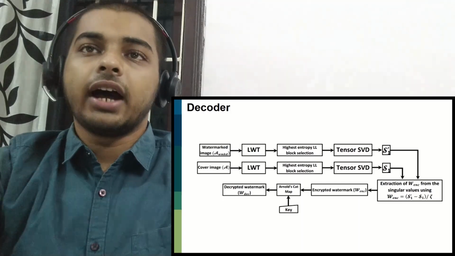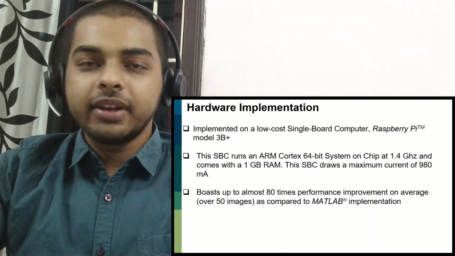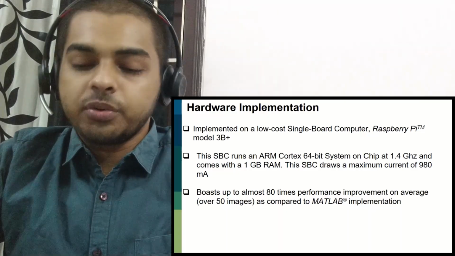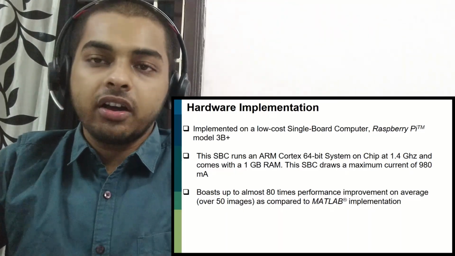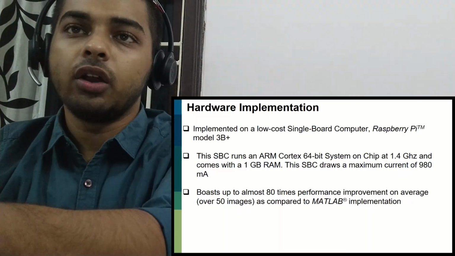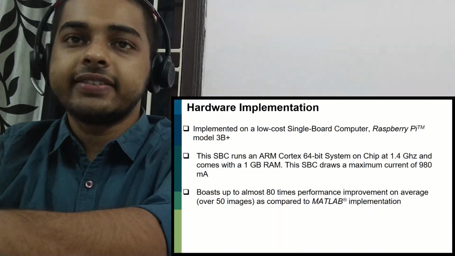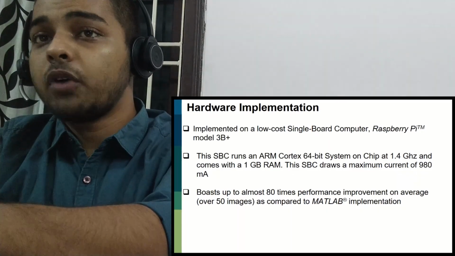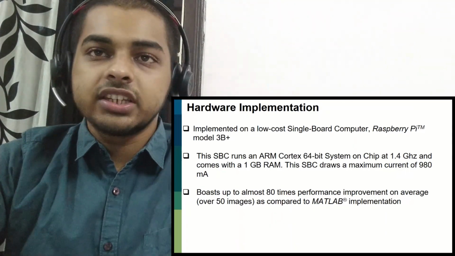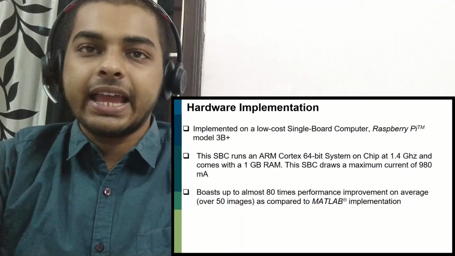So this is the crucial part, the hardware implementation. Software-based implementations have many advantages like flexibility, ease of use, and ease of implementation, whereas hardware implementations have an edge in speed, less overall area, power consumption, memory consumption, etc. Keeping those points in mind, we have implemented on a low-cost single-board computer, the Raspberry Pi model 3B Plus. This SBC runs an ARM Cortex 64-bit system on chip at 1.4 gigahertz, comes with 1 GB inbuilt RAM, and draws a maximum current of 980 milliampere.